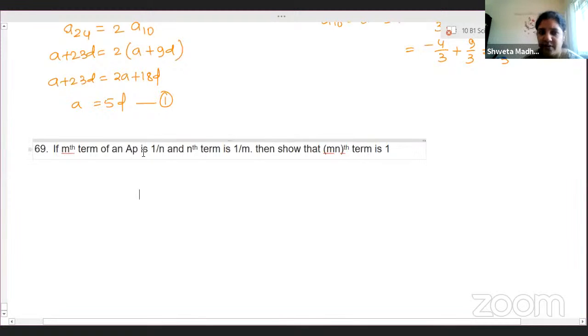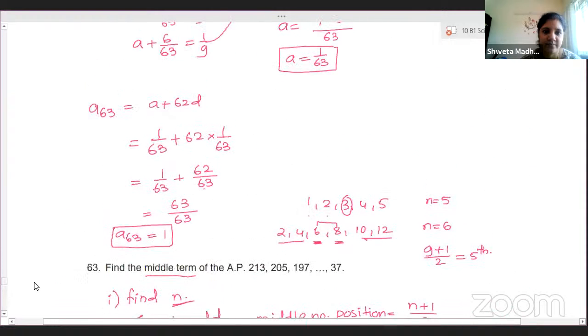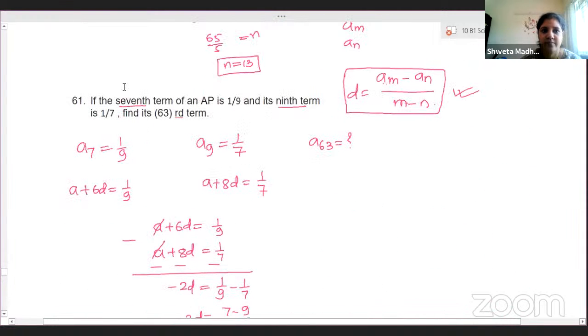Nth term of an AP is 1 by n. Nth term of an AP is 1 by m. Then show that the mnth term is 1. Mth term of an AP is 1 by n and nth term is 1 by m. Then show that the mnth term is what we got?